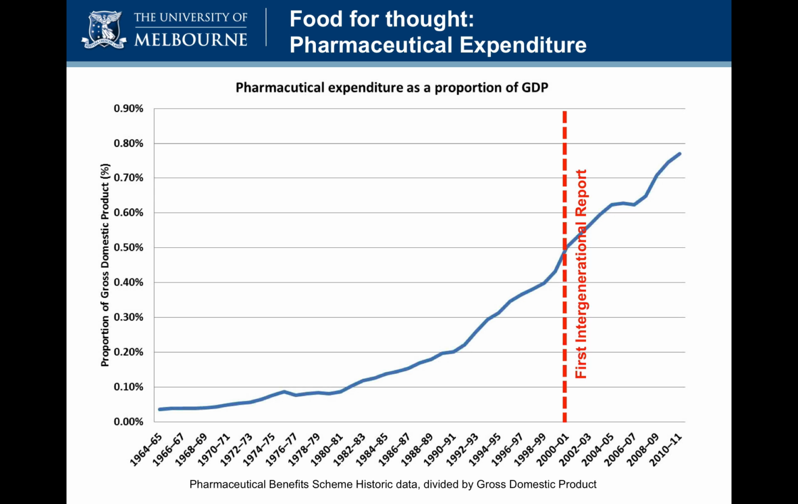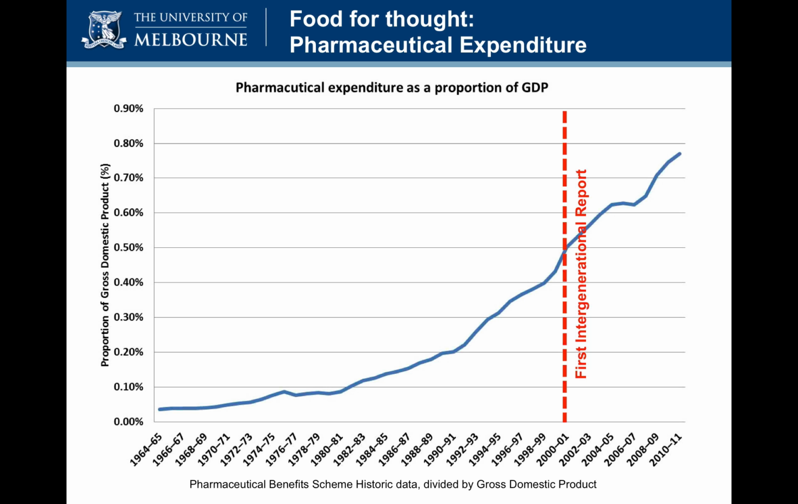So this next slide shows you exactly the same series, but what we have done is divided the overall expenditure by the gross domestic product, which is the overall level of spending in the economy. And as you can see, it shows that there has been a continuous, and over some periods expanding, proportion of the overall GDP being spent on pharmaceuticals.